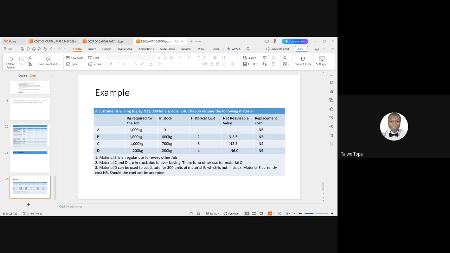Yes, sir. What is your question, sir? Okay, so it's about the choice between that net realizable value and replacement cost, because now material D is in stock because of overbuying. So does it mean that it doesn't have another use?